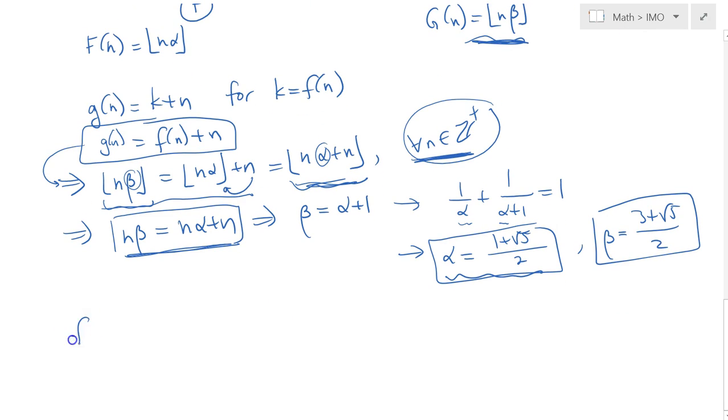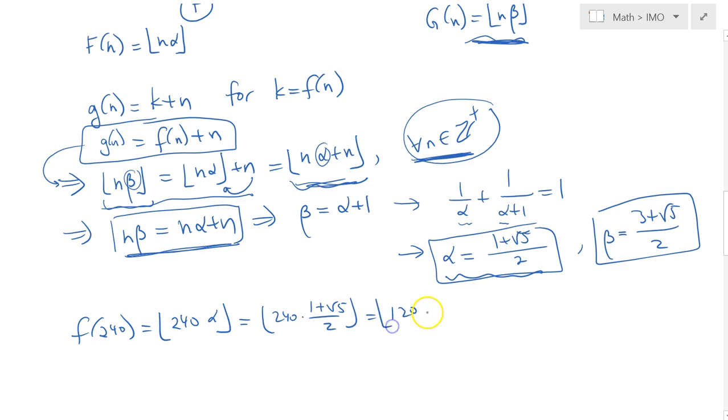So we have f of 240 is simply the floor of 240 times alpha, which is the floor of 240 times 1 plus root 5 over 2, which is the floor of 120 plus 120 root 5. I can remove 120 from the floor, so it is 120 plus the floor of 120 root 5, and now the rest is just the calculator.